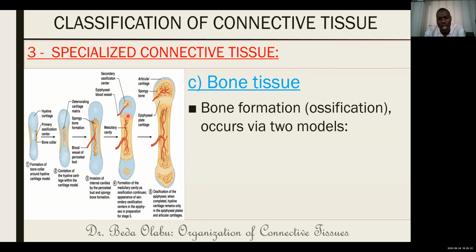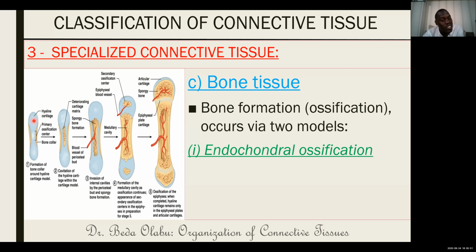How does bone form? Bone forms through two mechanisms. There's one which you call endochondral ossification. The term ossification means bone formation. In endochondral ossification, we have cartilage being laid down first. Chondral refers to cartilage. Then this cartilage is slowly changed or replaced by bone, as you can see here.